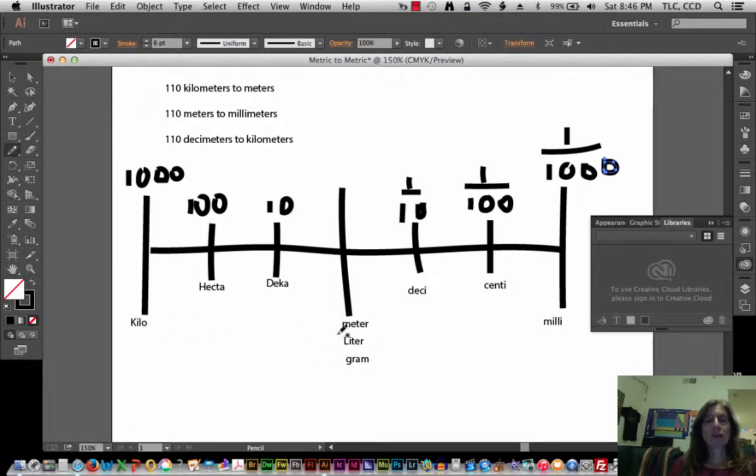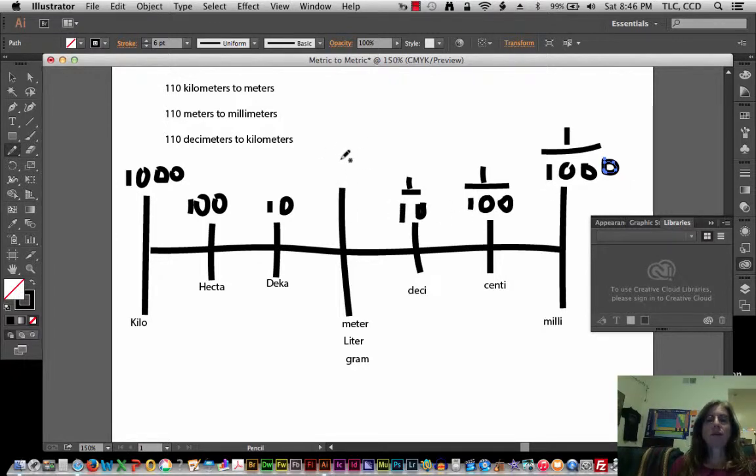stuff like that. And the metric system moves in tens, so as you go to the left, you're going in tens. 10 times another 10 is 100, times another 10 is 1000, and etc. You could keep going. And in this way, you're dividing by 10. So 1 divided by 10, and then times 10 again. So 1 divided by 100 times 10 again. So 1 divided by 1000.